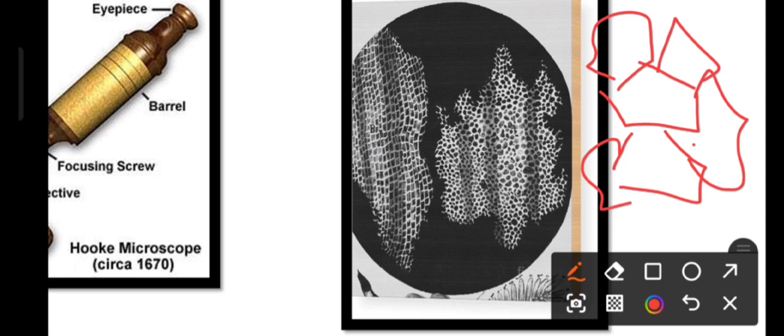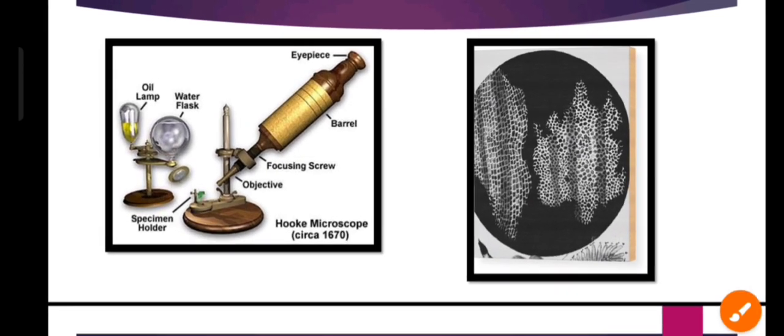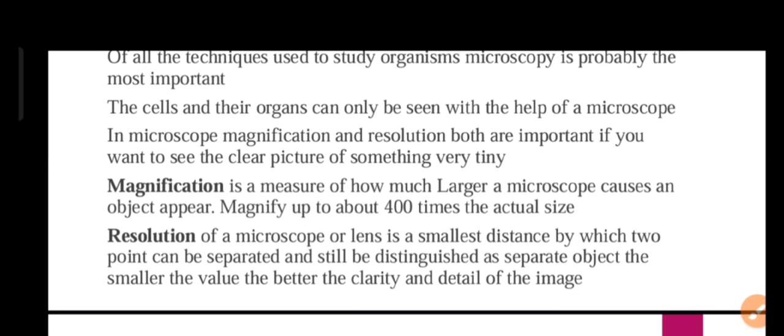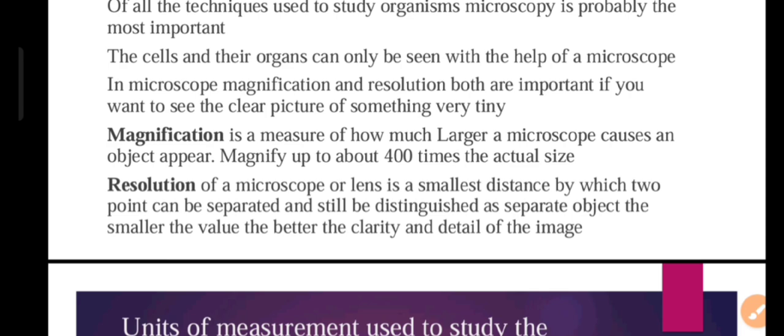The term cell is derived from the Latin word cellula, meaning room or small compartment. You can see here in this picture, the small compartments. So this compartment was named a cell by Robert Hooke. Understand? This is about the compound microscope.